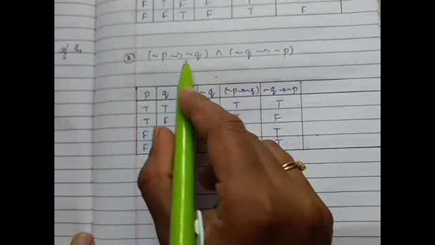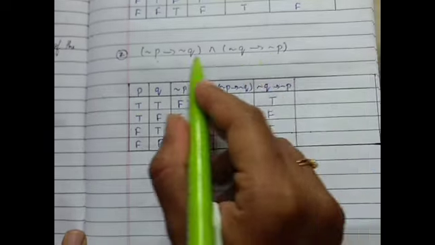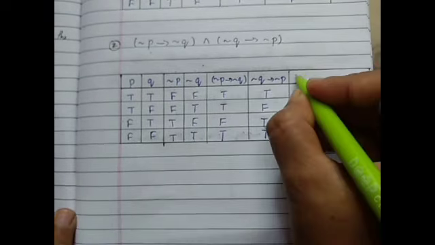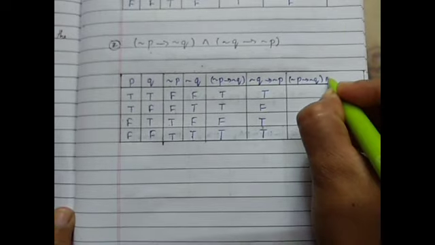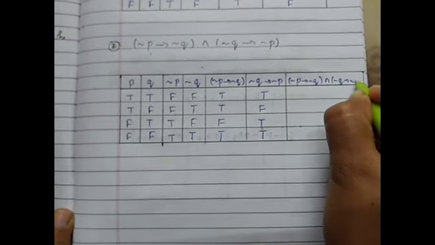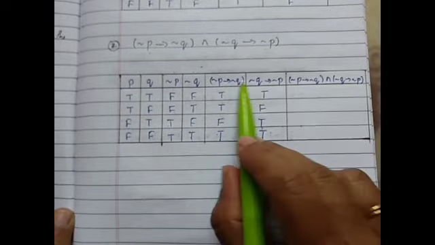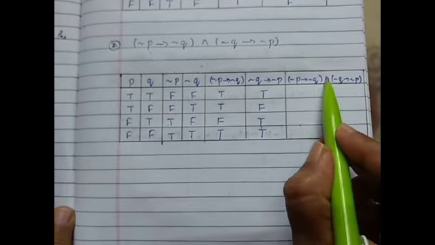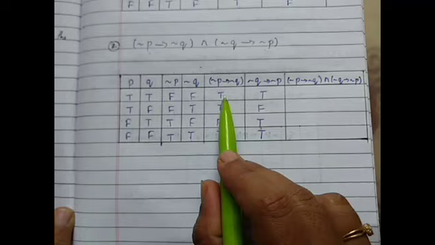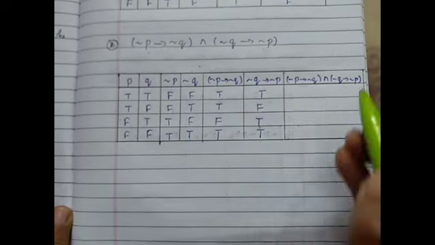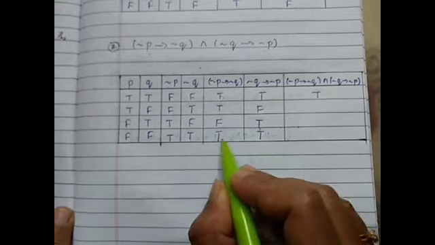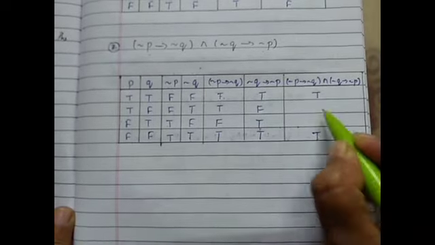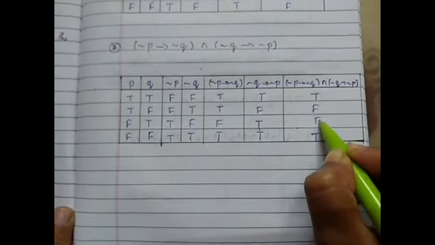Last column now we'll write the whole statement pattern. So it is negation P implies negation Q and negation Q implies negation P. So in these two columns we'll use, here it is given and, so we'll see where it is TT, TT. So TT is T. Again we have last one entry TT, TT is T, remaining are false.